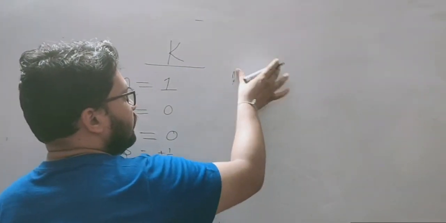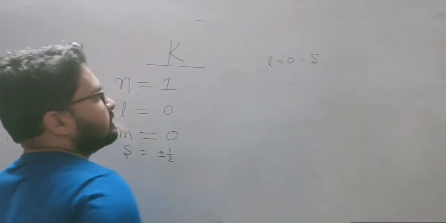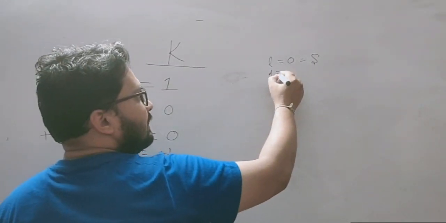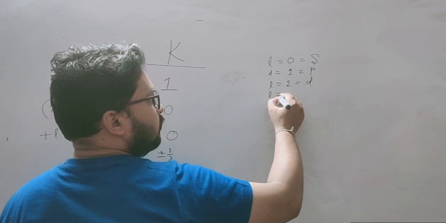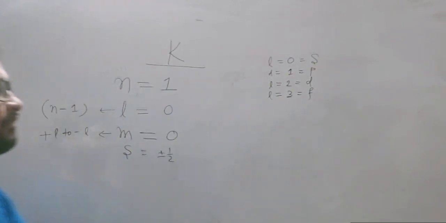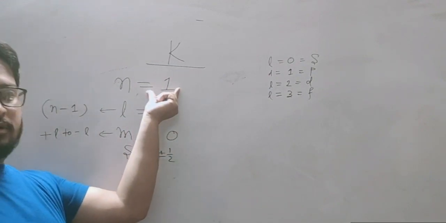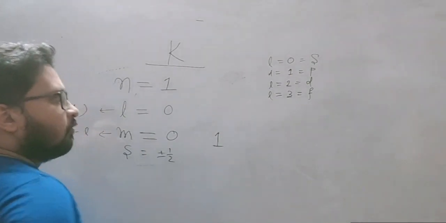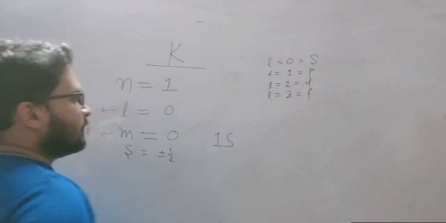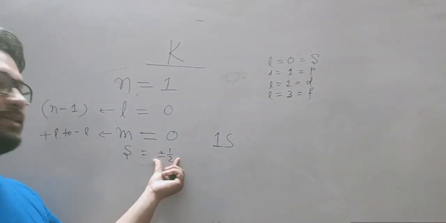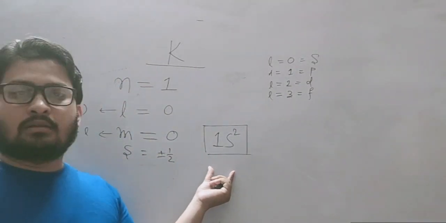For l, when the value of l is equal to 0, this is called s. When the value of l is equal to 1, this is called p. When l is equal to 2, this is called d. When the value of l is equal to 3, it is f. Now the value of n is equal to 1, so this is 1. The value of l is equal to 0, that means s, so this is 1s. And the number of electrons, plus or minus half, is 2, so we get 1s2.